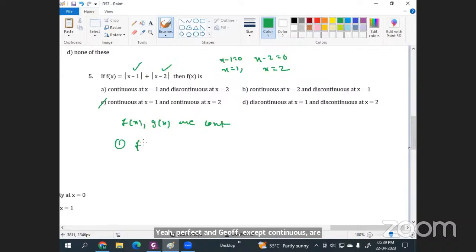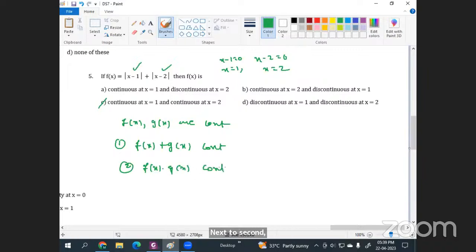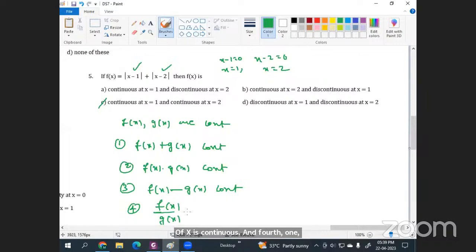Then the first point, f of x plus g of x is continuous. Next, the second one, f of x into g of x is continuous. And third point, f of x minus g of x is continuous. And fourth one, f of x by g of x is continuous, but g of x is not equal to 0. Right?